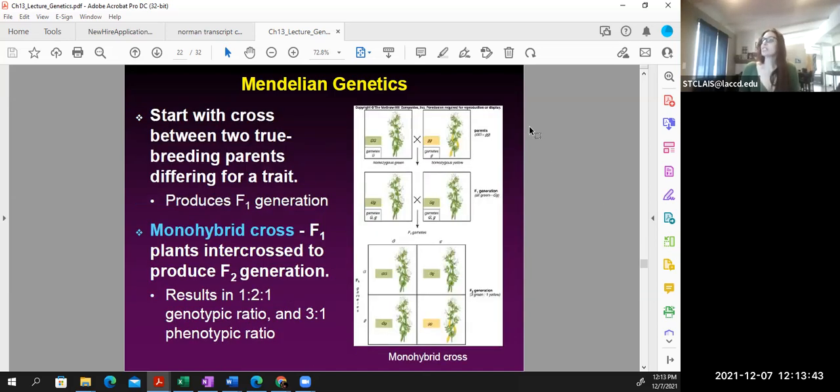Okay, so let's take a look at this in a little bit more detail. This is the same cross. We have green and yellow pods, but very similar to the one that we looked at for height. We're going to start with 2 true breeding parents. That means that the parents are going to be homozygous. So the first parent is homozygous for green pods. The possible gametes from that individual are going to be just big G, because it only carries the dominant allele. And then the genotype of this parent is big G, big G. So it's all big G.